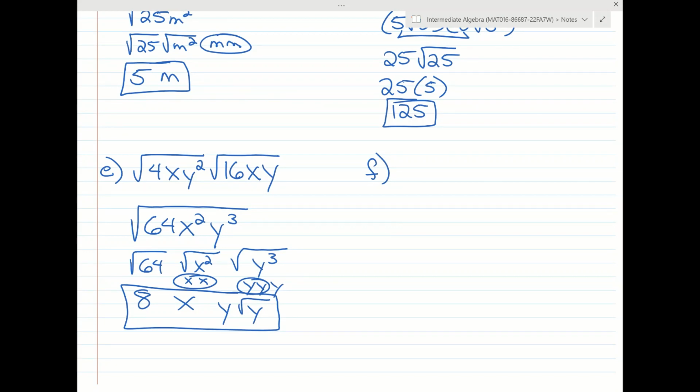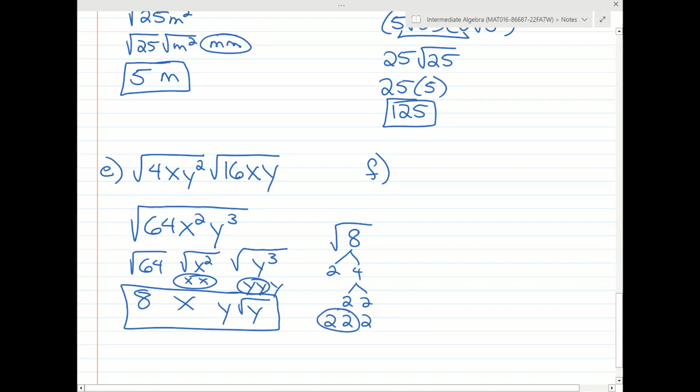So the question was, how did I get y root y for the square root of y to the third? It follows the same rules that numbers do. Just like if you had the square root of 8, 2 times 4, 2 and 2. But really, the square root of 8 is just 2 times 2 times 2. There's a group of 2s and a 2 left over. Why should it be any different if there's letters, right?